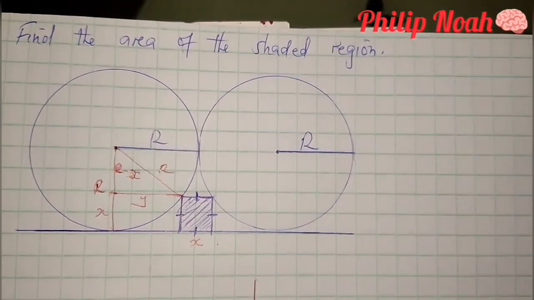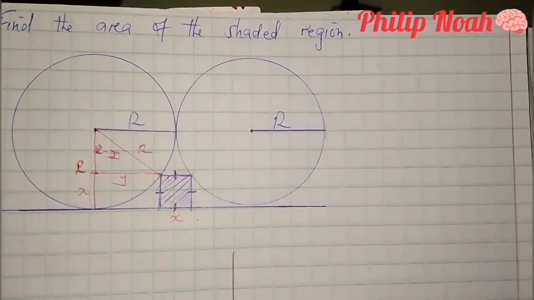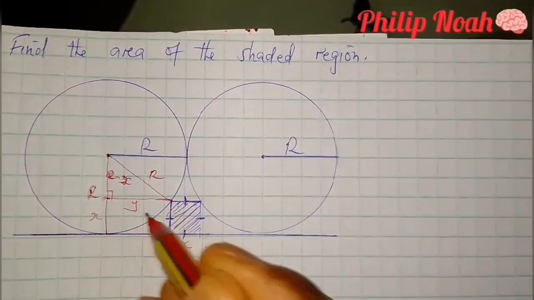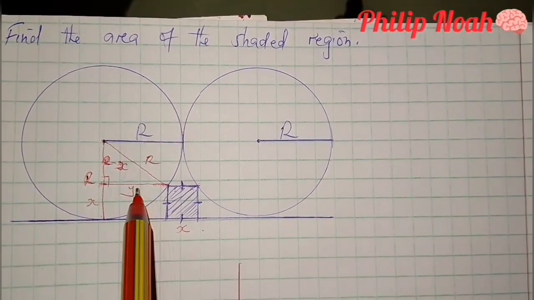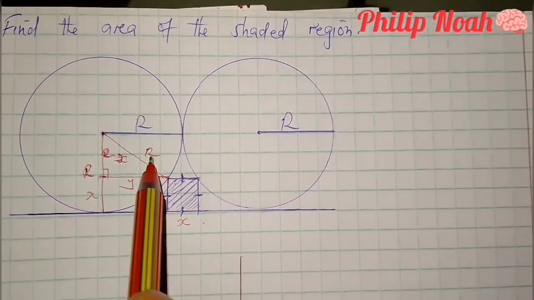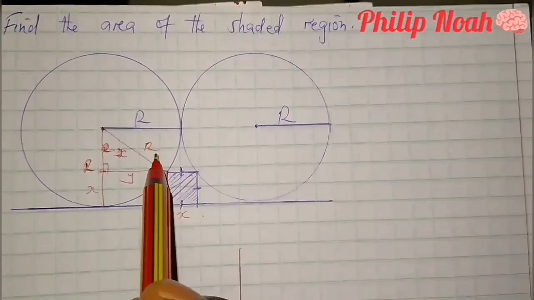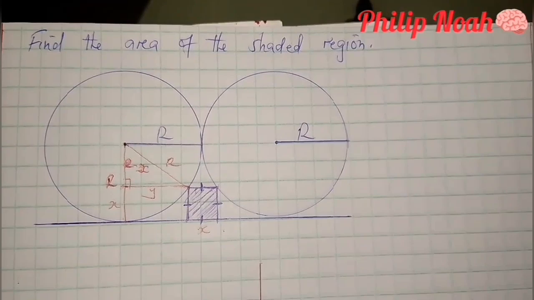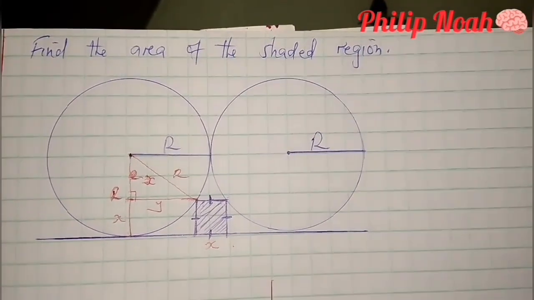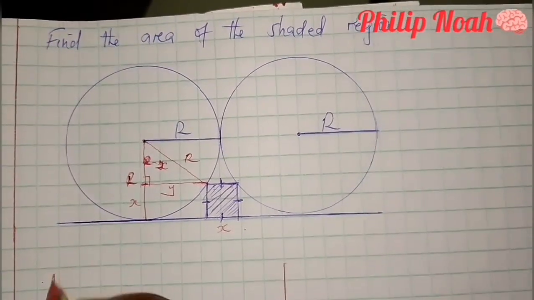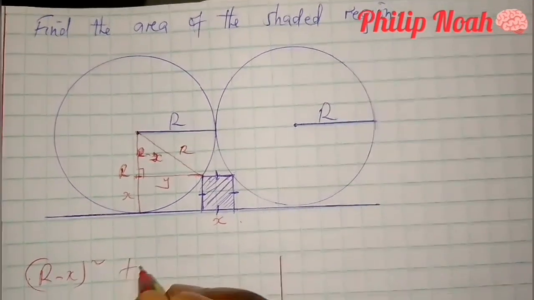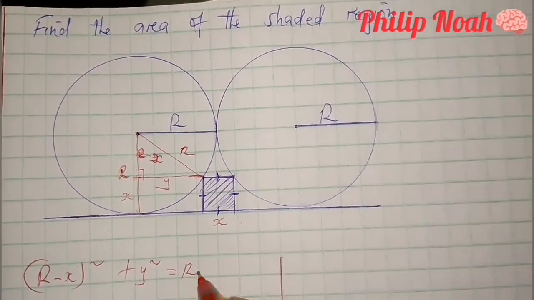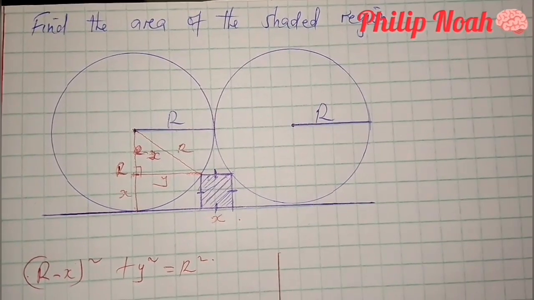After that, what do we do? Remember, this is a right angle triangle. So we can express this r minus x, y, and r using Pythagoras theorem. We can relate them. They say that (r minus x) squared plus y squared is equal to r squared.